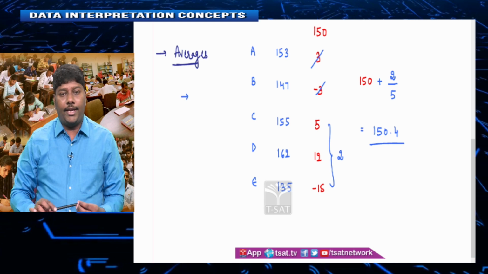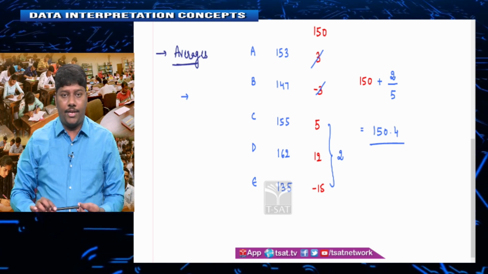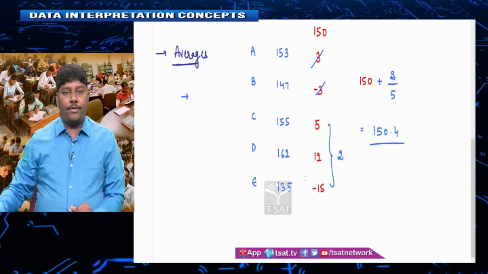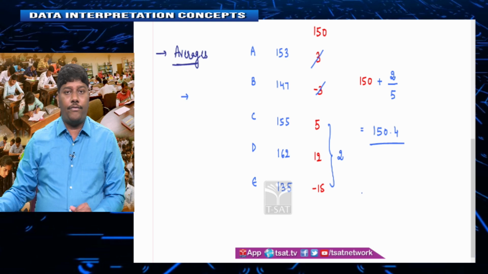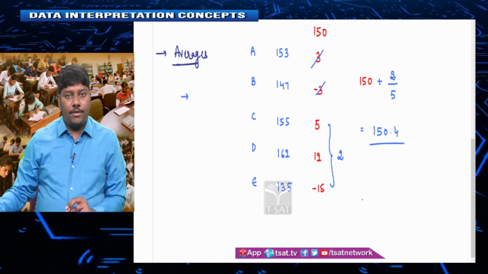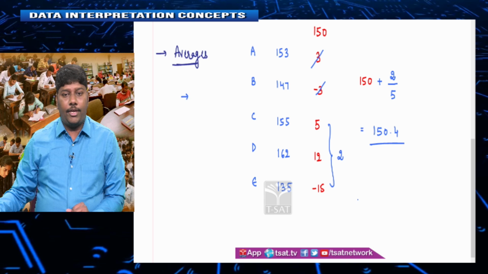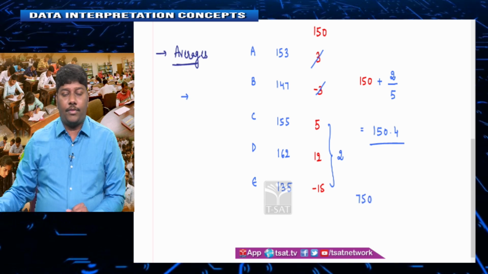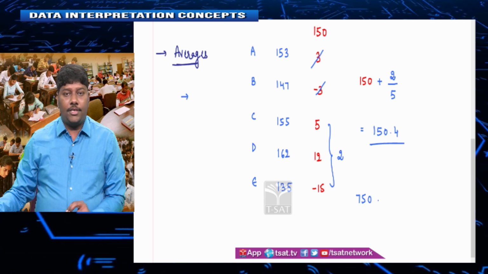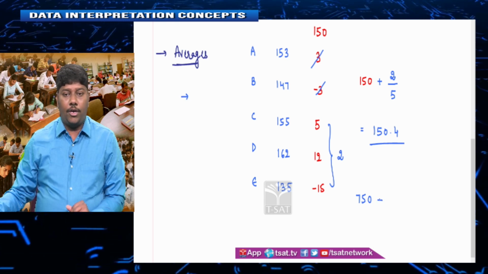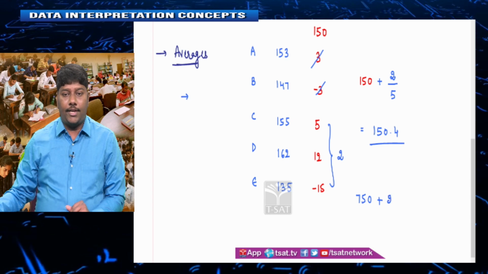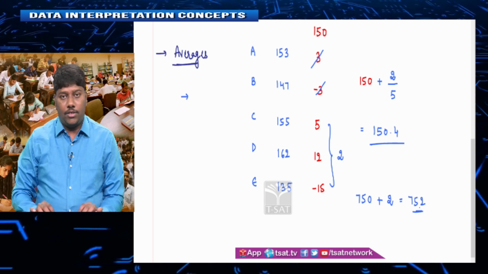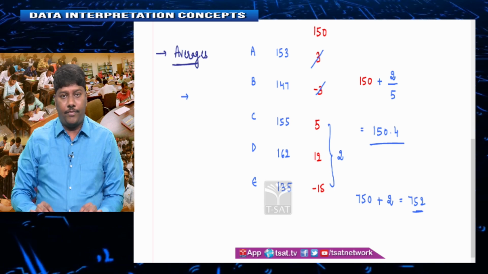Adding these will take a lot of time, but if you go with an assumption, assume that 150 is a closer value. I am taking out 150 from all the other numbers. I am taking this 150 five times, so 150 into 5 gives me 750. Then it becomes plus or minus depending on the deviations. Here you got a positive deviation of 2, just add it. So you are getting 752 as the sum of the data.